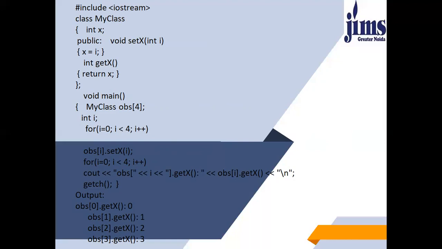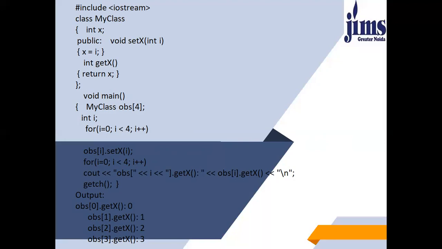Then I have used the public access specifier. I have declared a function with void as the return type and setx as the name of the function, and then integer i as the argument. I have set the value of x, which is the private data member of my class, equal to i. Then I have used another function, with integer as the return type. getx is the name, and in the function body I have written return x.